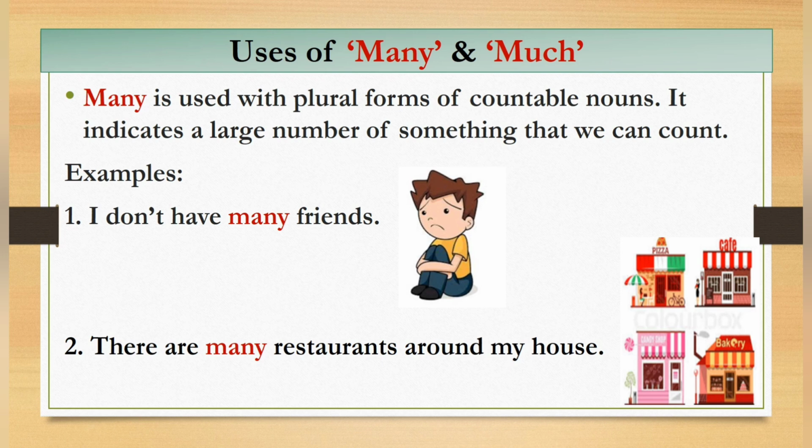So students, first we will discuss about many. Many is used for countable nouns, a noun that can be counted as a whole. Examples: many apples, many shirts, many people, etc. So we can say that many is used with plural forms of countable nouns. It indicates a large number of something that we can count. Examples: I don't have many friends. There are many restaurants around my house.